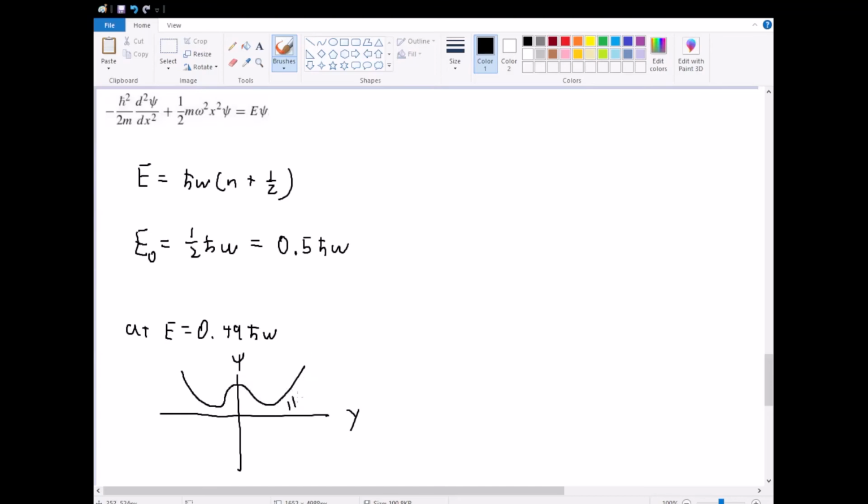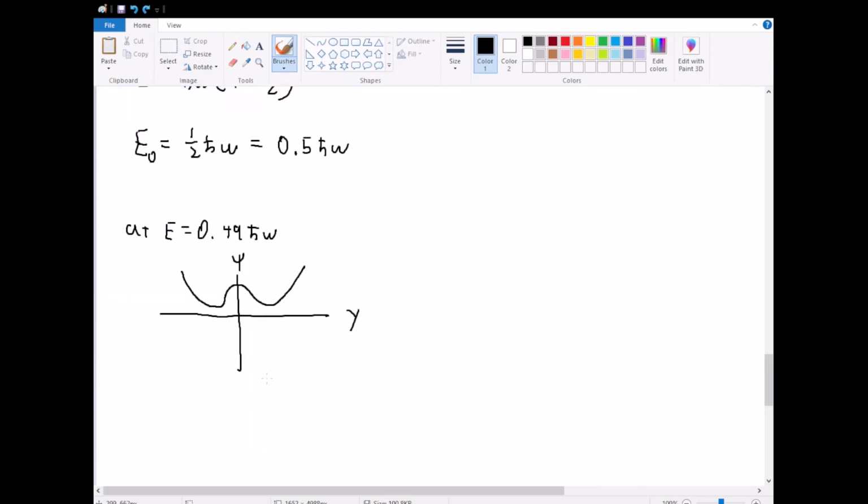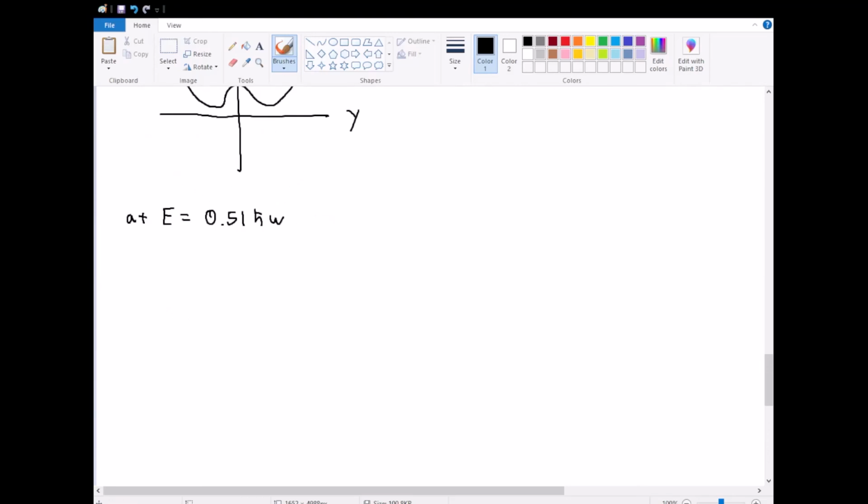So obviously, this goes to infinity over here, and it also goes to infinity to the left as well. So that's not normalizable. This is not a physically realizable function. However, alternatively, if you try E equals 0.51 h bar omega, so we're trying directly to the left and to the right of 1/2 h bar omega, the resulting graph for this one looks something like this.